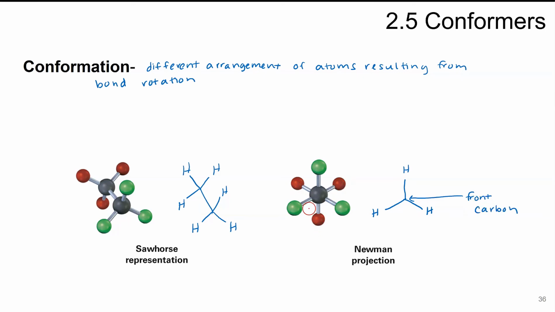You can see the hydrogens coming out from the back carbon. This circle represents the back carbon. And on the back carbon, I have the hydrogen, hydrogen, hydrogen. So that is a Newman projection.